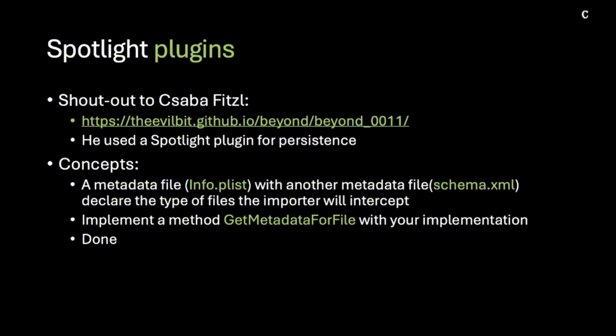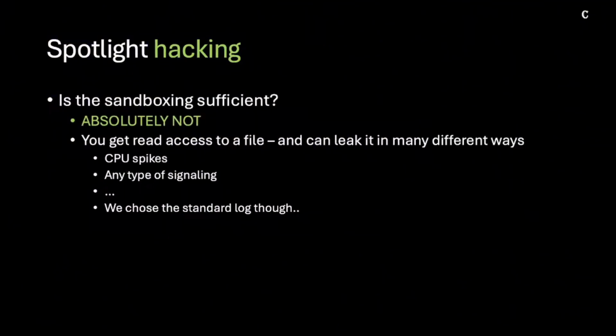The three main things that you need to define here are an info.plist, which is a metadata file, and then a secondary metadata file that you have to define, schema.xml. And the last part is just implementing a file with this function, GetMetadataForFile. And that's it. It was very, very simple. Again, I'm newer to macOS, and I could do it.